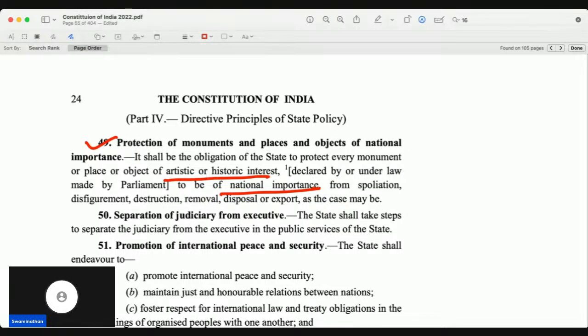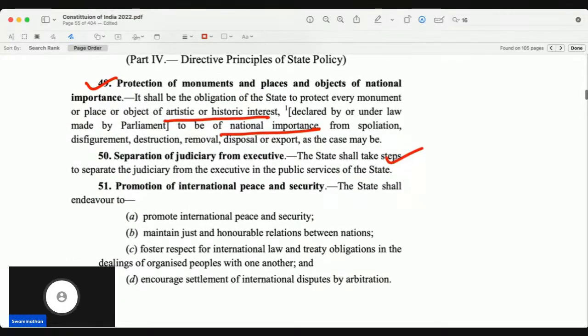Then we have another one, Article 50, that talks about separation of judiciary from the executive. This is yet again a DPSP. Now, separation of powers is part of the basic structure as well. And on this ground itself, the 99th Constitutional Amendment Act, which tried to insert the NJAC, was struck down as unconstitutional in the fourth judges case, right?